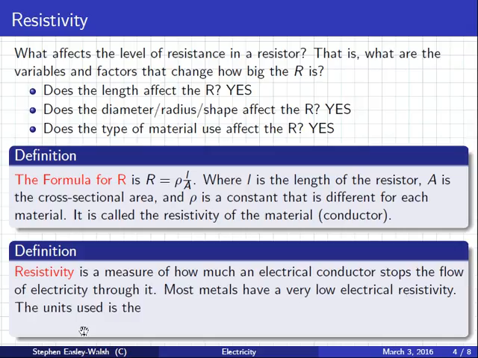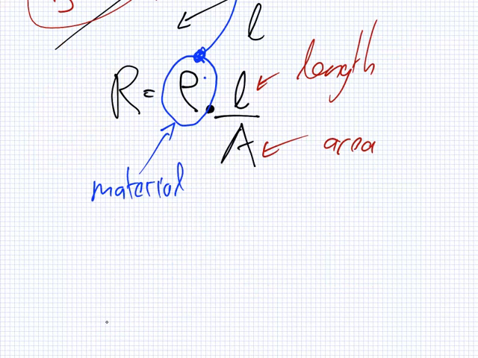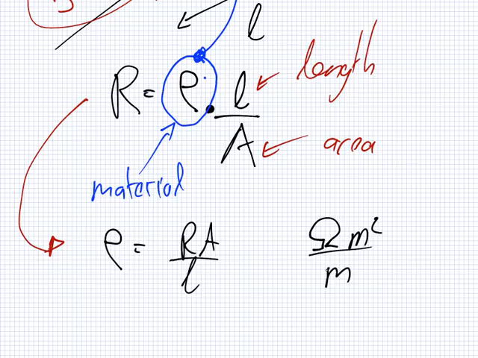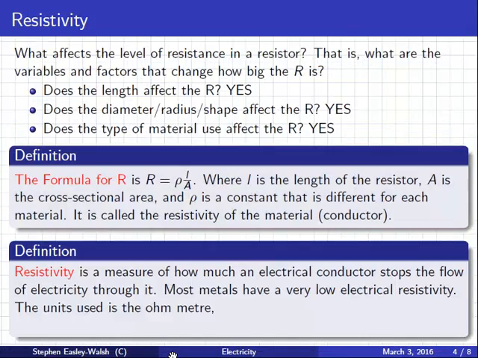Now if you look at the formula, we can get the units. I can write it as resistivity equals RA over L. And what are the units? Ohms, meter squared, and meter. They cancel, so the unit is ohm meters. A resistivity of one is 1 ohm meter.